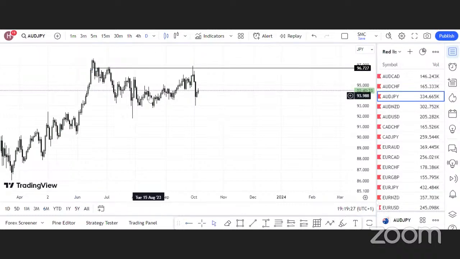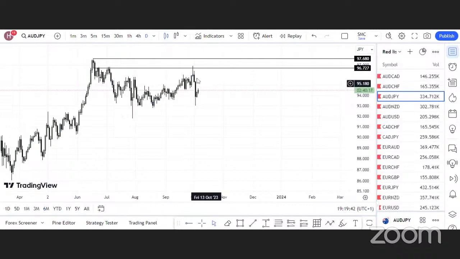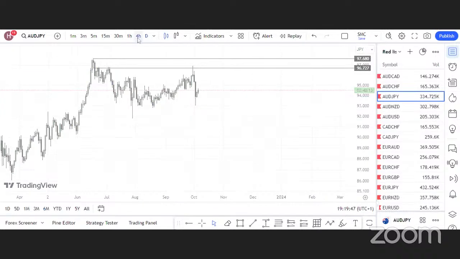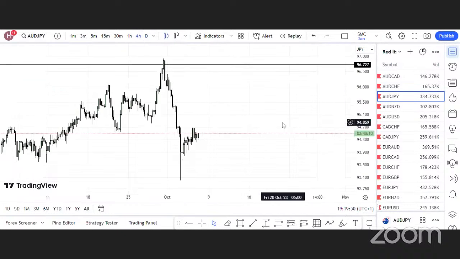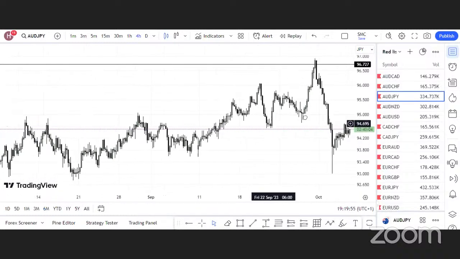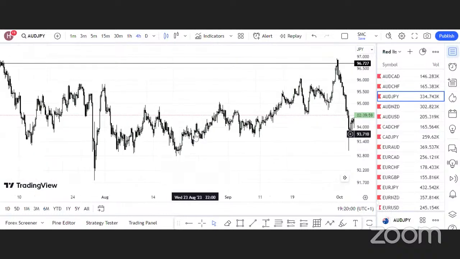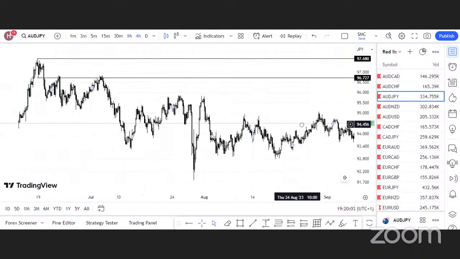So this is what is currently happening. The market has traded from this resistance area. Let me complete the resistance there. So the market has moved from this resistance area, coming down. Now let's go to the 4 hour time frame to see all of this better. Let's zoom in. Okay, so this is good.